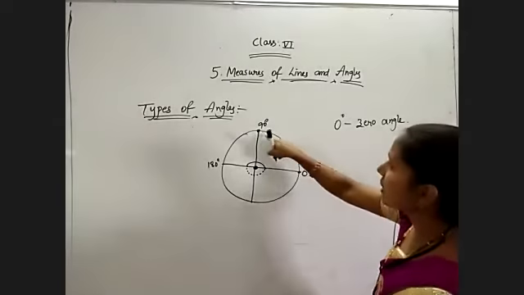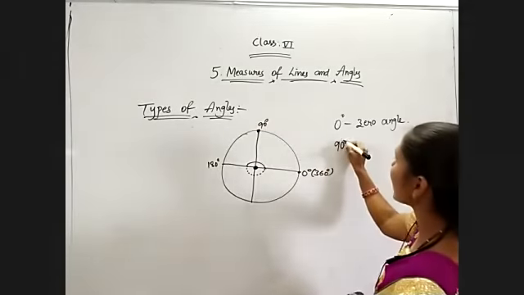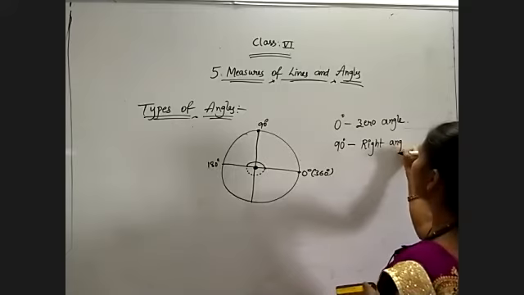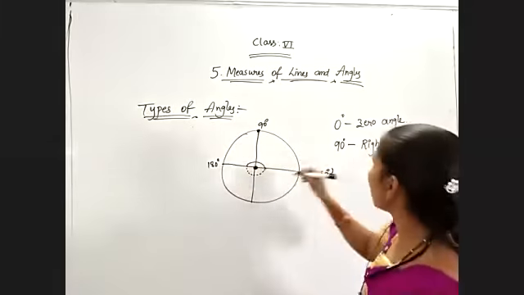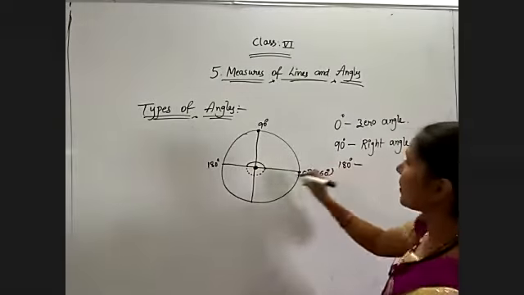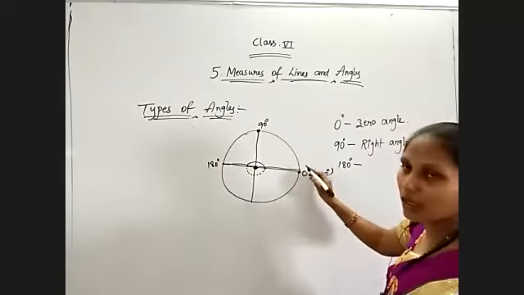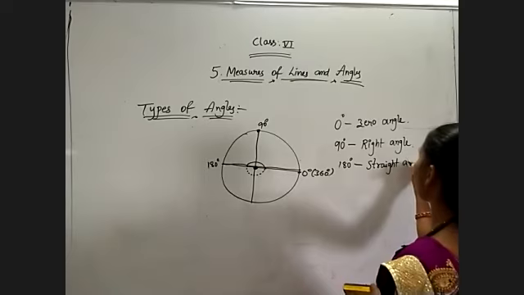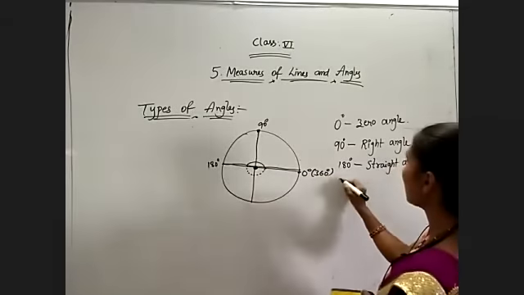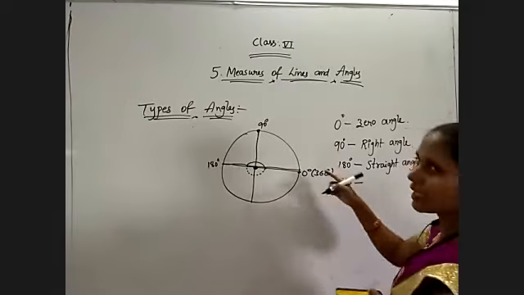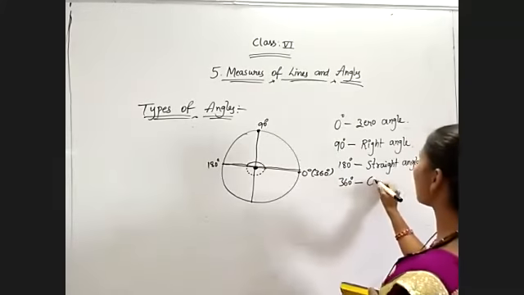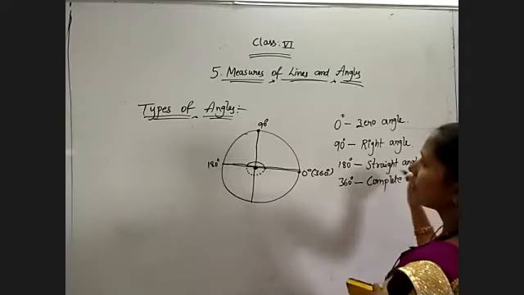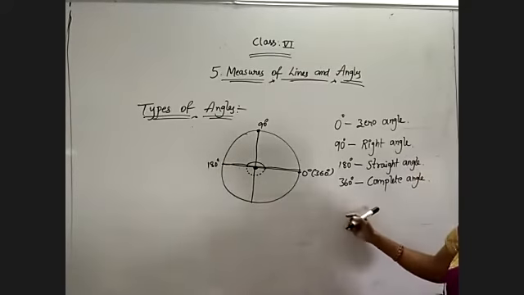And next, 90 degrees also has a separate name. It is termed as a right angle. 90 degrees is called a right angle. And 180 degrees is called a straight angle, because just observe, it is forming a straight line. So 180 degrees is a straight angle. And 360 degrees, which we get after the complete rotation, is termed as a complete angle. Complete angle. Okay.